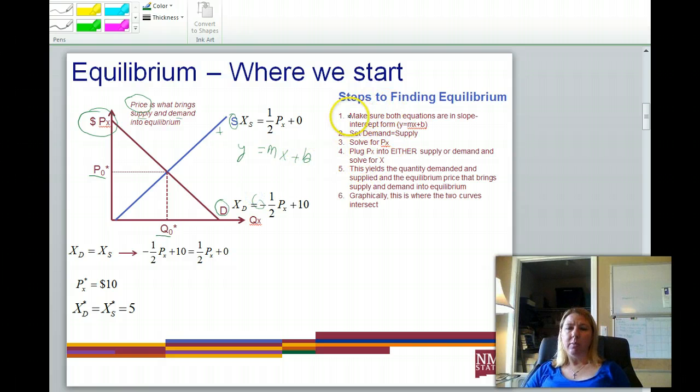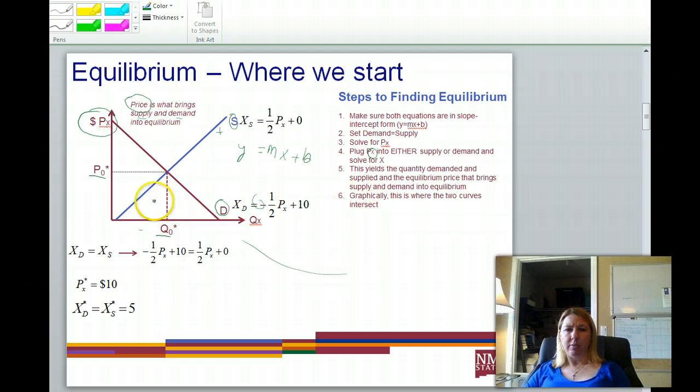The first thing that we want to do is make sure that both equations are in slope-intercept form, which is y equals mx plus b. We want to set both equations equal to each other. We then want to solve for the price of x, and plug that value of p of x into either the supply or the demand curve and solve for x. What that's going to do is yield the quantity demanded and quantity supplied that brings the market into equilibrium for you.